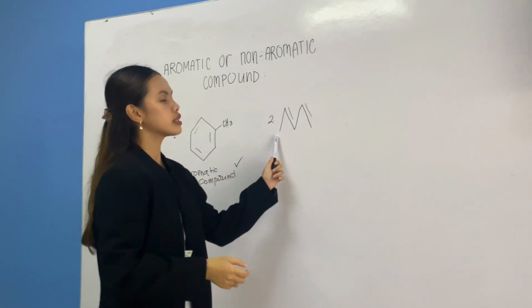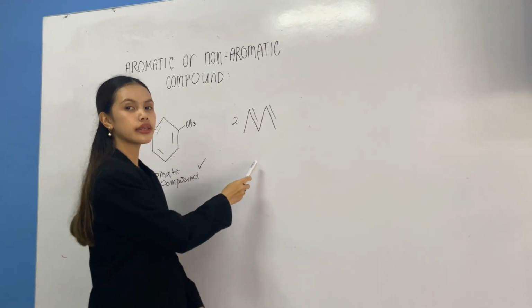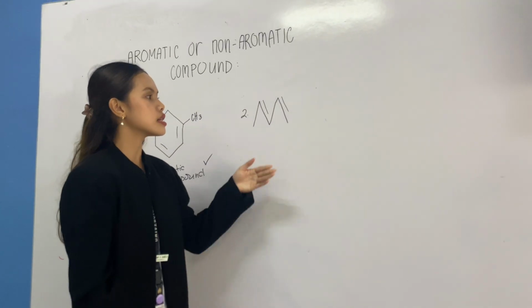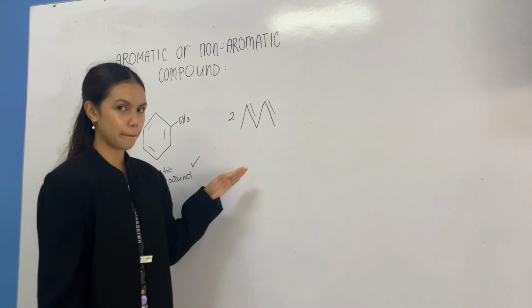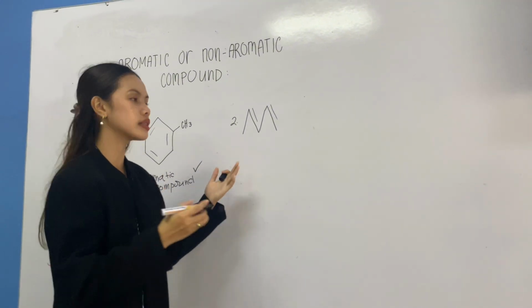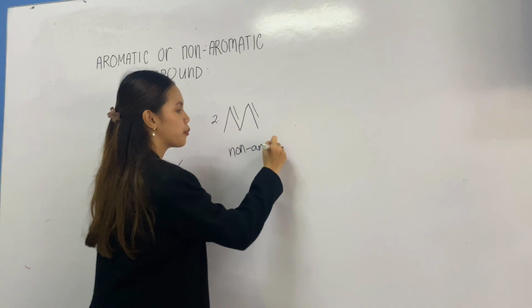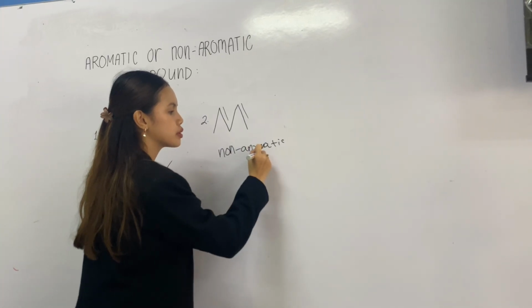Next, the second compound: we see that it does not meet the first rule, and it is not a cyclic organic compound. So we can say that this is not an aromatic compound.